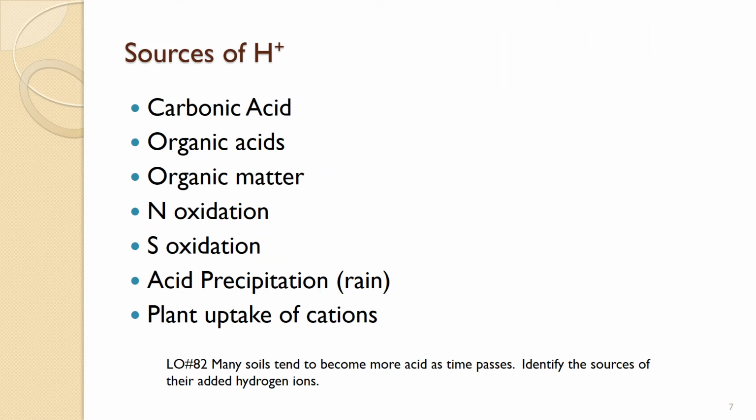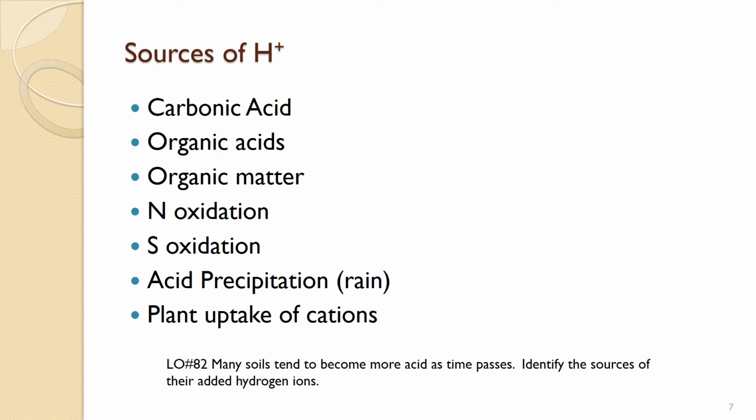All right, so the sources of hydrogen. This is very important. You need to know this list. Write it down and study this for the exam, okay? Hint, hint, hint. This is on the exam. You will have to list these. All right, so the sources of protons or hydrogen ions that make soils acidic, okay?